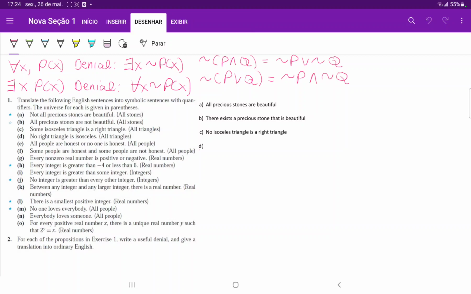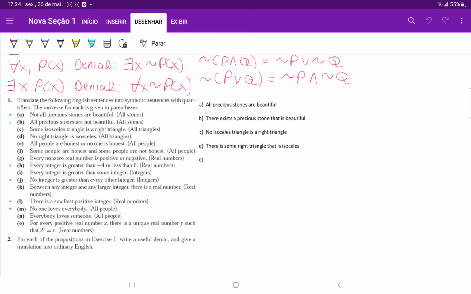So for D, we have no triangle is isosceles, so we have a universal statement, right? So to deny a universal, we just are going to use the existential. So there is some right triangle that is isosceles.